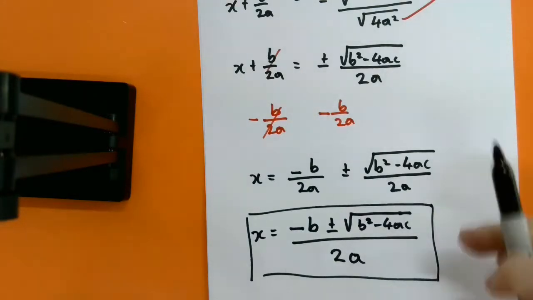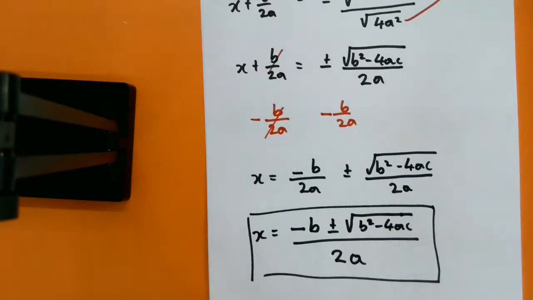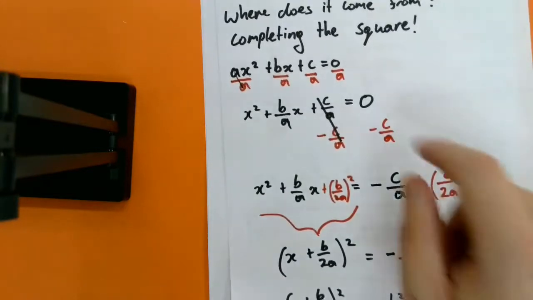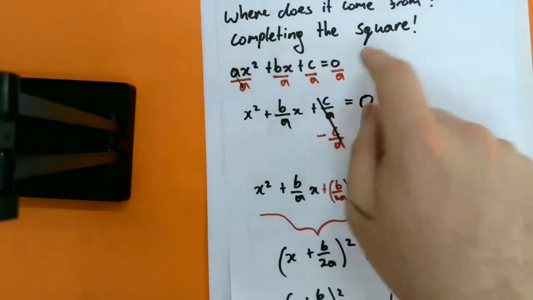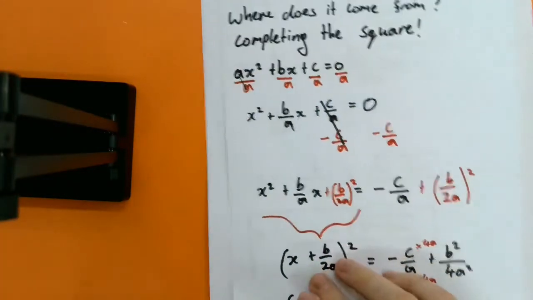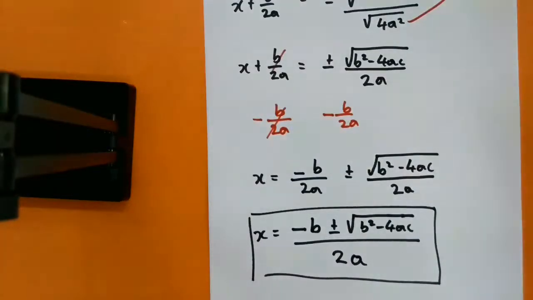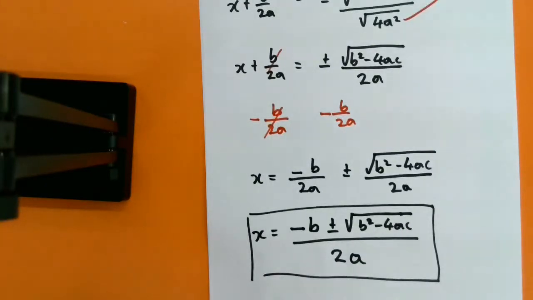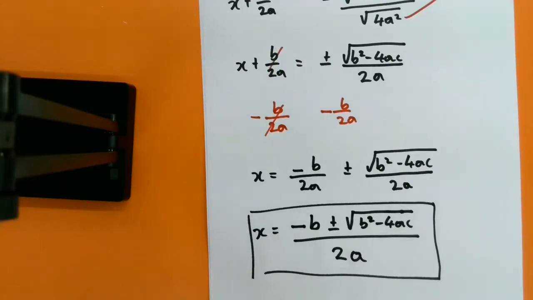So this is what we're after, and we've just started off from here by using the general form of an equation and completing the square. All we've done is completed the square throughout this. That is all we've done, and we've generated this formula that we can use to find the solutions to any quadratic that we want without factorising.